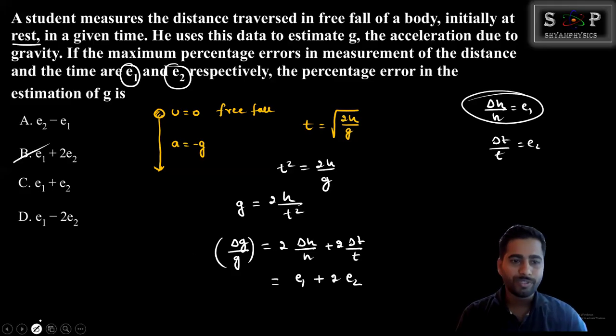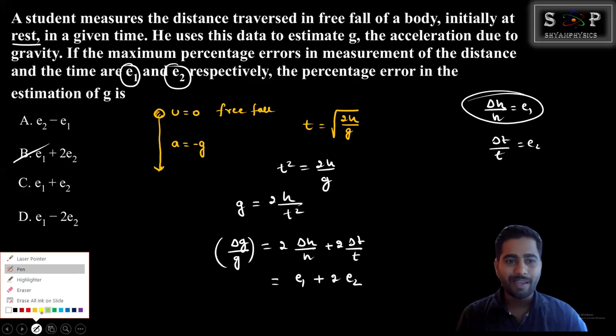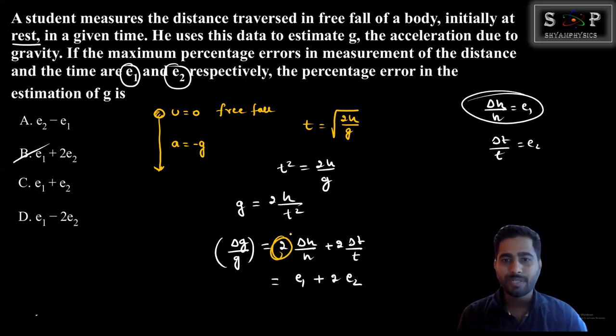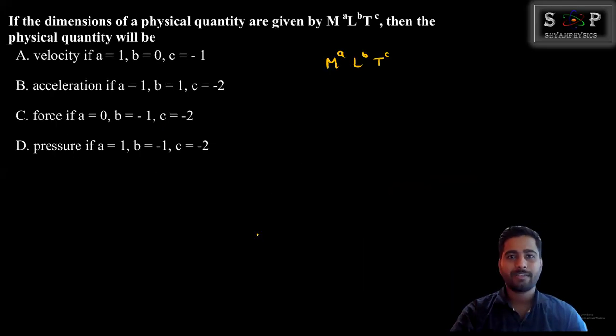And for those who are thinking, sir, you missed the value of 2: this 2 doesn't have any value here because it is carried from the formula, not from the percentage error. Correct? For that reason, we are not carrying it. This 2 actually came from the power. When we have a power, we need to shift this power, like 2 times delta t by t. For that reason, I'm writing this one, not this one. Understood?